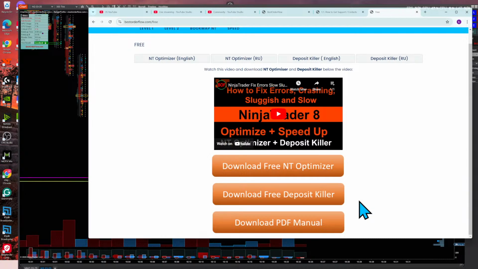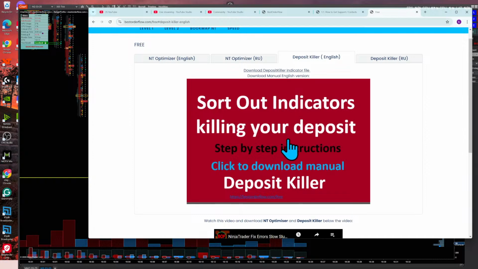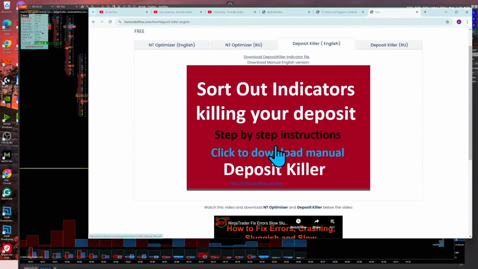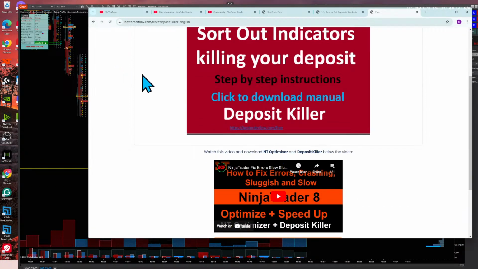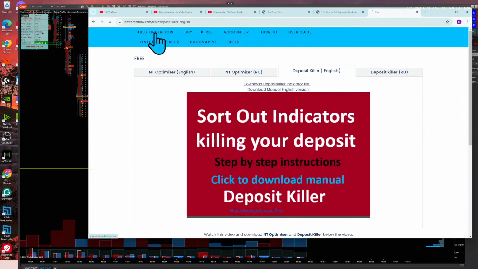Understand what the speed depends on, and how to trade in real time, not in the past, not in sluggish or lagged charts. So I highly recommend you use this deposit killer. Go over here, read the instructions, and you can make the same videos as I do, as I've done actually.